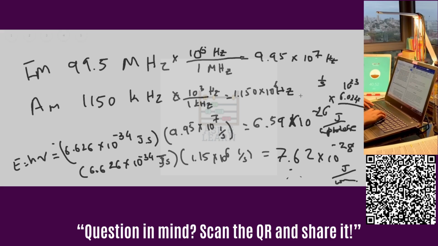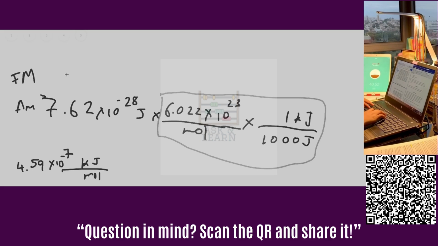So I have previously this, 10 to the negative 26. So I'm going to do that, divided by that, multiply by this. So I will get FM as 3.97 times 10 to the negative 5. And that would be also kilojoules per mole.